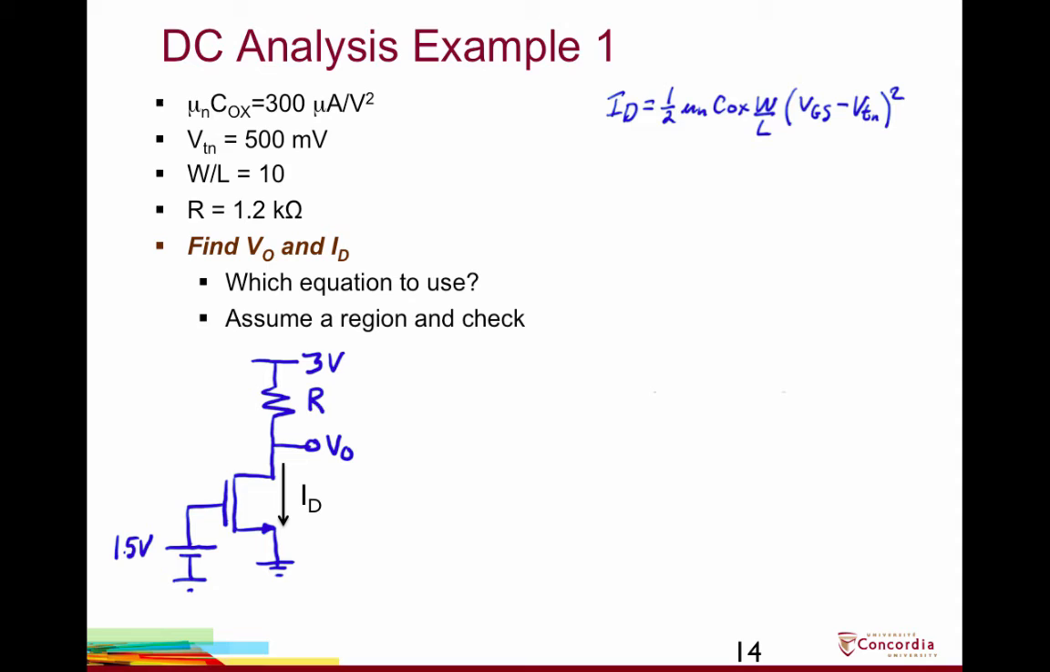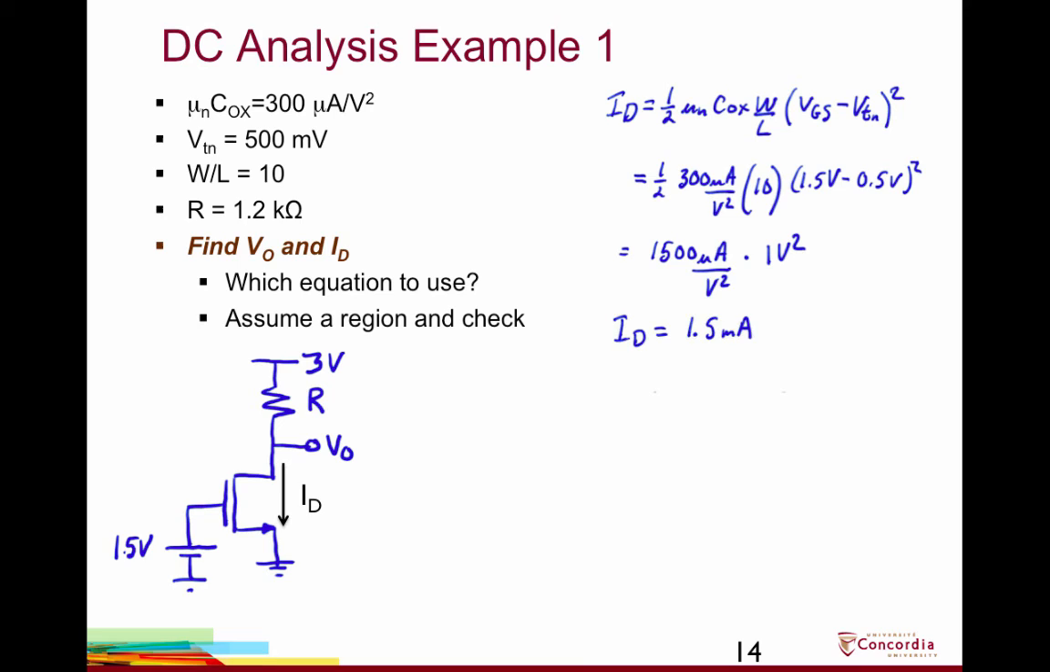The inclusion of channel length modulation is not significantly going to change the estimate for Vout or ID. So ignoring channel length modulation will not introduce a lot of inaccuracy at this stage. It's also going to simplify the calculations greatly. So we'll sub in the values here and work it through. So we get 1.5 milliamps.